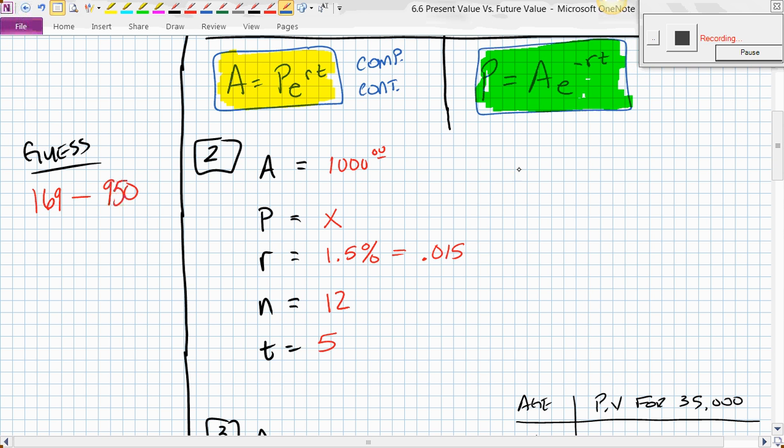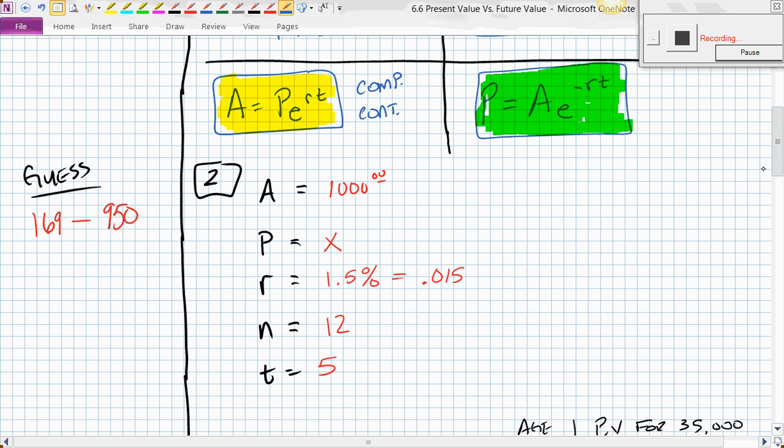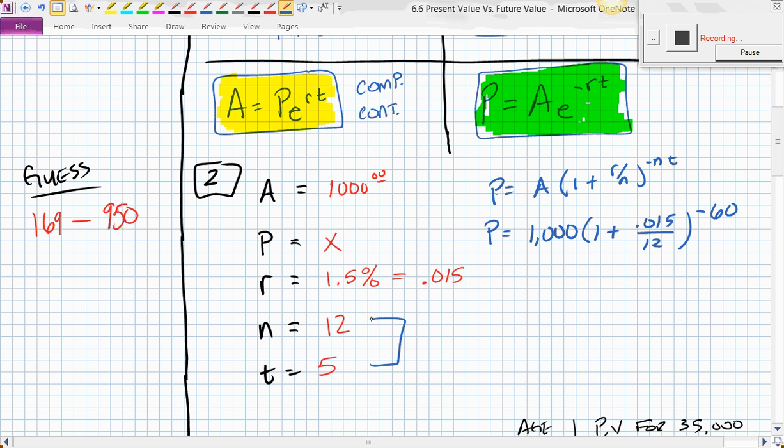So I'm going to use which formula, you guys? The top right formula, correct? Okay, so I'm going to say that P is equal to A(1 + r/n)^(-nt). So the P that I'm looking for, just leave it as P. The amount is $1,000 times (1 + the rate, which is 0.015, divided by 12), all raised to the negative 60. Somebody tell me where did I get negative 60 from? Yeah, I multiplied the 12 and the 5 together, made it negative, and put it up in the exponent.